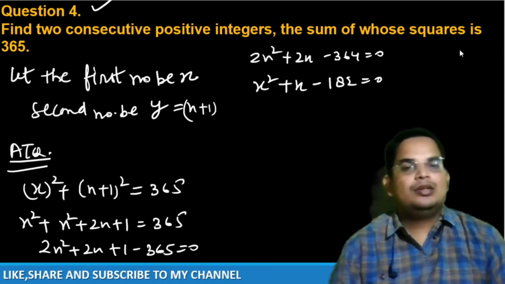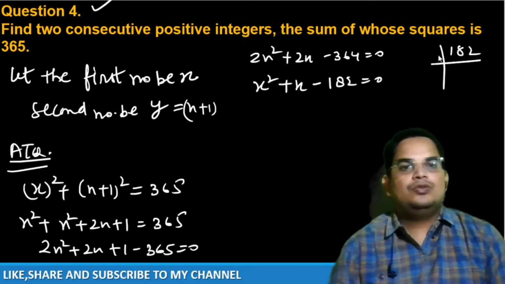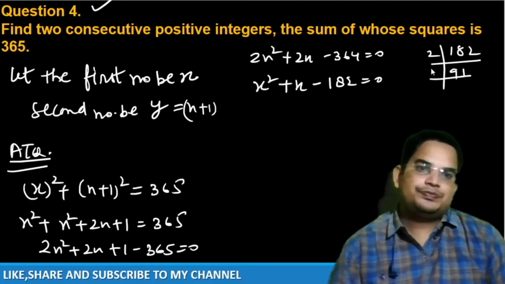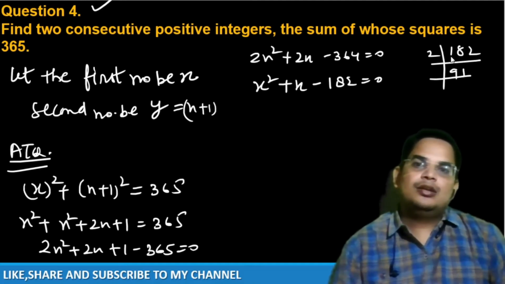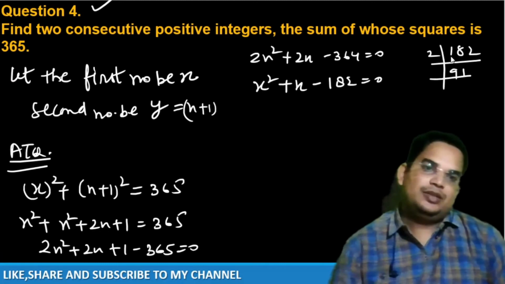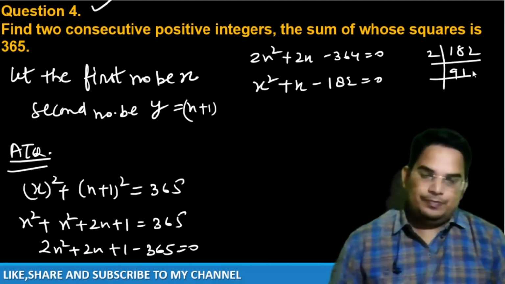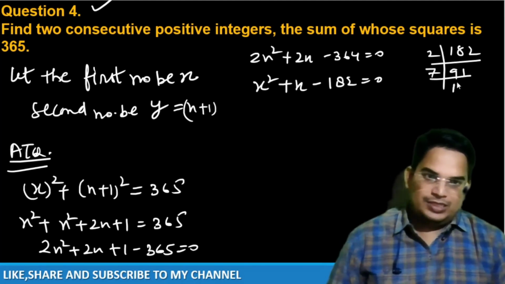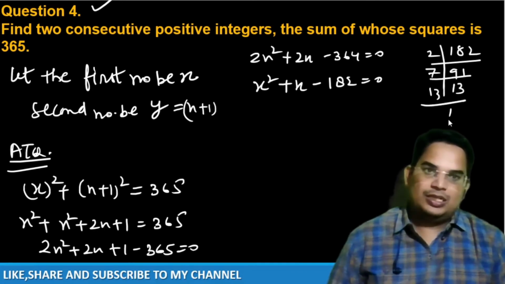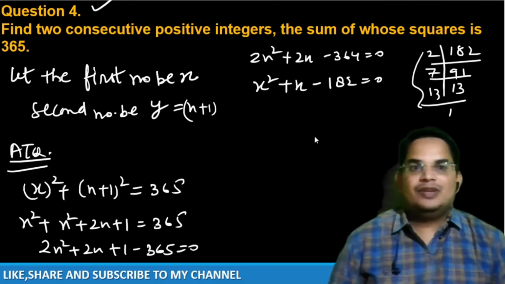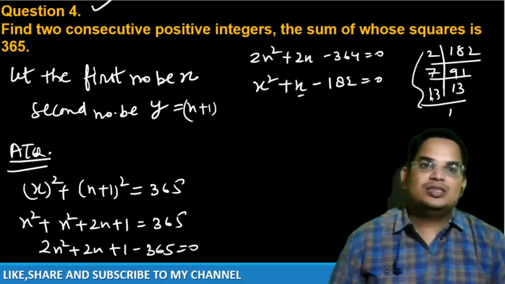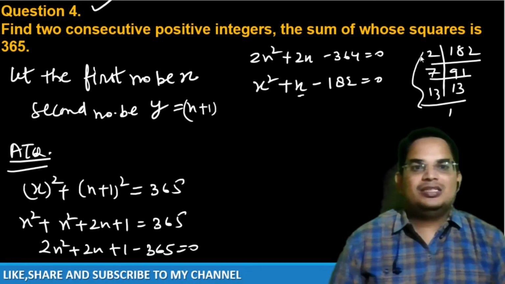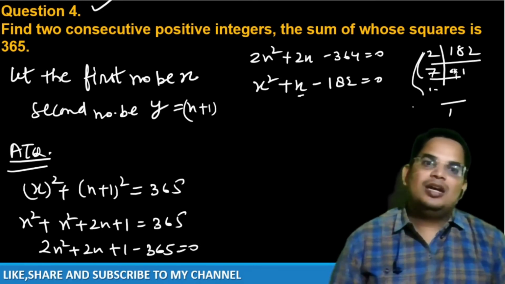Now I have 182, so I will find the factors of 182. 2 nines are 18, 2 ones are 2, and this is 91. Now the factors of 91: 7 ones are 7, 7 threes are 21, and this is 13. So 7 and 13 are the factors. So how to write this x? You can say 14 minus 13, 7 twos are 14. 14 minus 13 becomes 1, and 14 into 13 is 182.